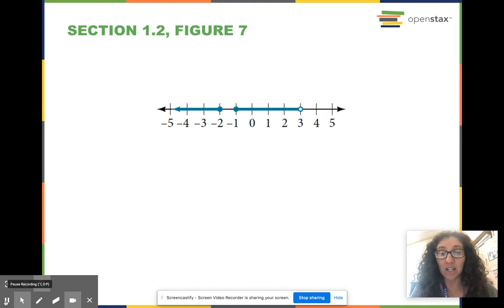All right, and those are the three kinds of notations that we can use, but we're really just going to use two: interval notation and inequalities.